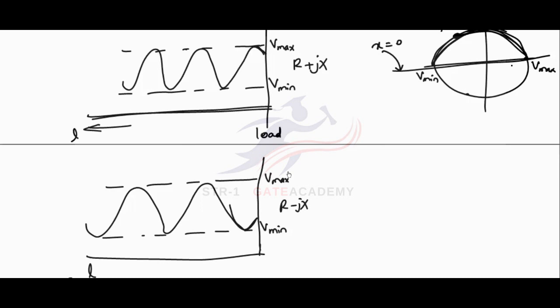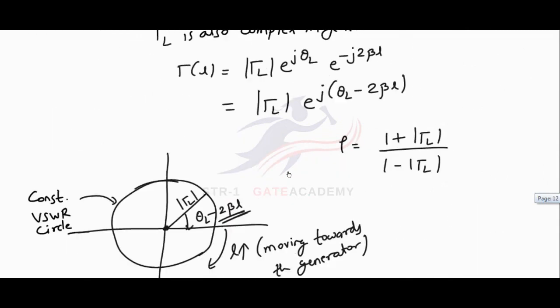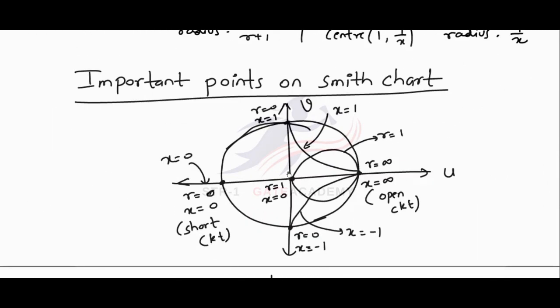Now, we know the center point. I forgot to mention this earlier when we were studying the important points on the Smith chart. Yes, this point is very important. What does this point indicate? This is R equal to 1 and x equal to 0. This means R divided by Z naught equal to 1, that means R equal to Z naught. This means that you are connecting a matched load. This is the matched load condition.